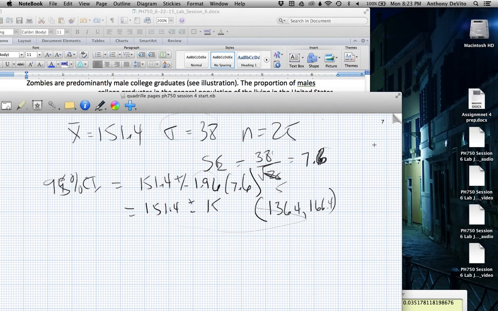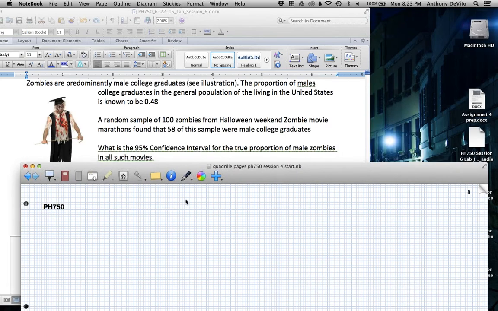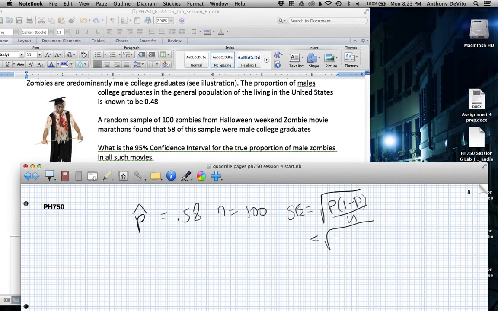Okay, so let's give this a try. Let's see if we can calculate this. So P cap is equal to 0.58, right? Our sample size is equal to 100. Let's calculate our standard error. Our standard error is going to be equal to the square root of P times 1 minus P over N. And we're going to substitute 0.58 for P here. I'm going to tell you a secret in a second about this. So that's going to be equal to the square root of 0.58 times 0.42 over 100.